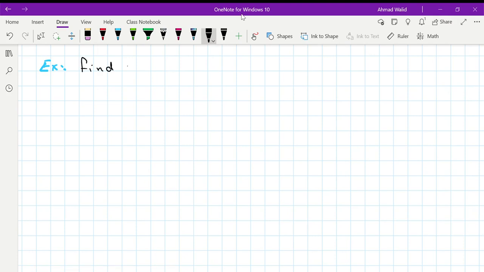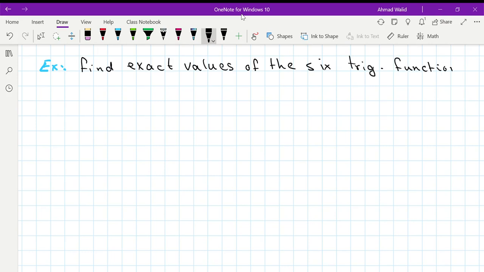Find exact values of the 6 trig functions for 210 degree.